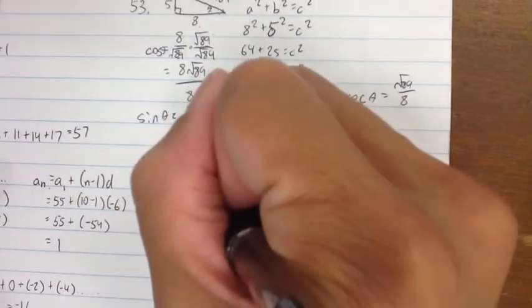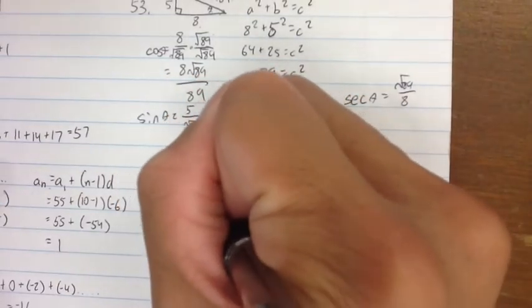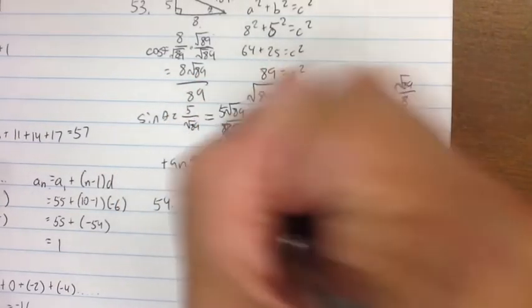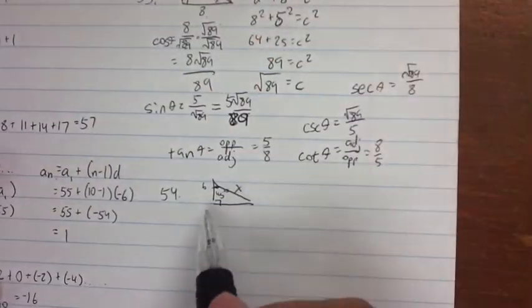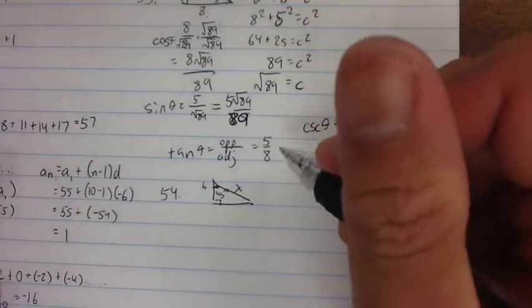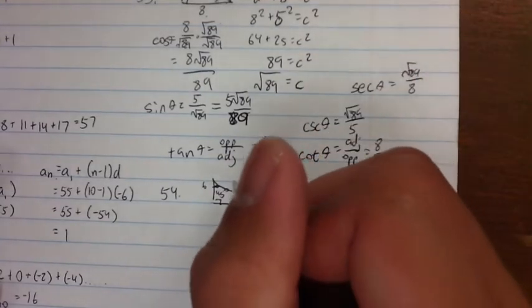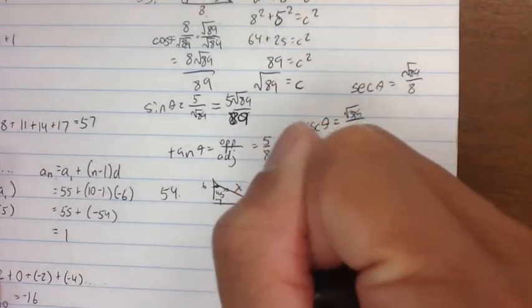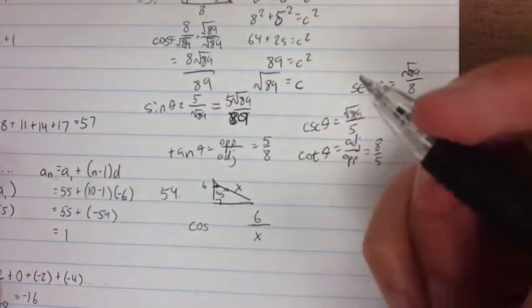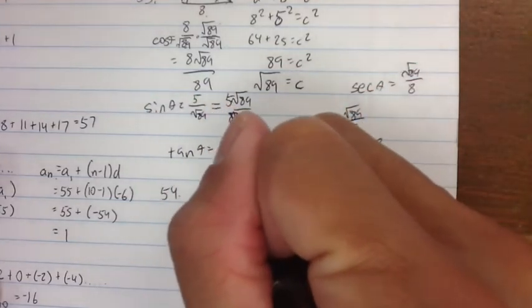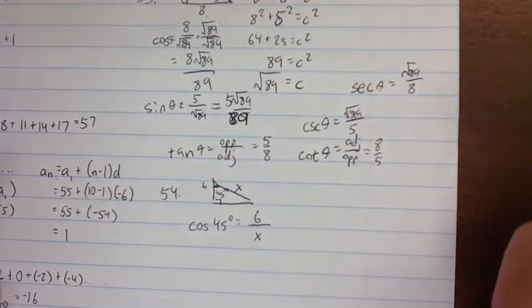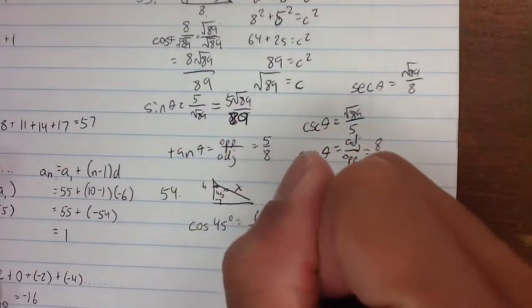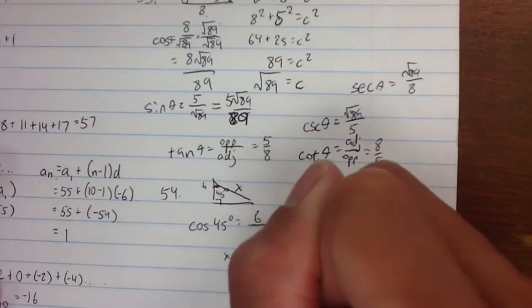54, you have 6 as your side, you have 45-degree angle, and you have x. If you're trying to solve for x, we know that this 45-degree angle, if this is a right triangle, the relationship between the adjacent side over the hypotenuse is cosine. Cosine is adjacent over hypotenuse. So cosine of 45 degrees must equal 6 over x. So x must equal 6 over cosine of 45 degrees.